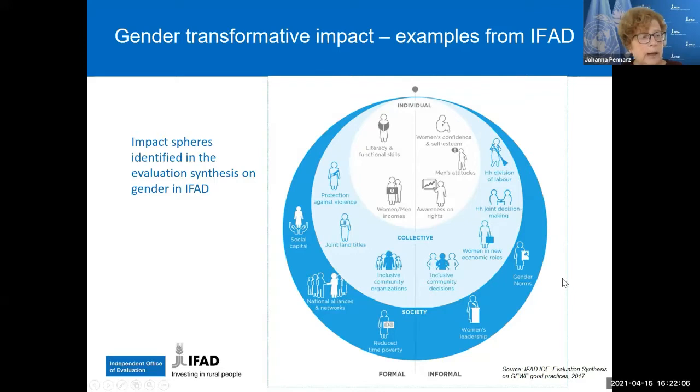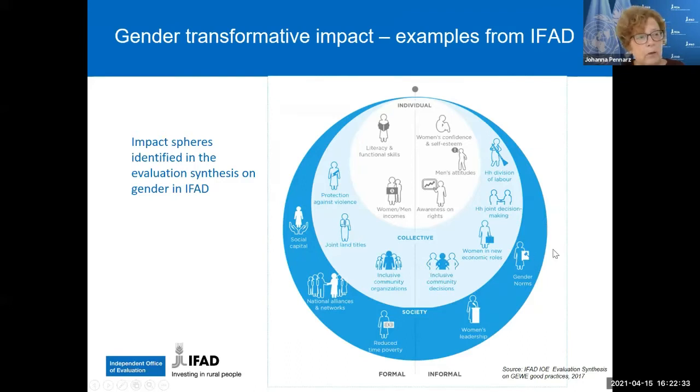Now, what has IFAD actually achieved? So we saw a cluster of impacts documented in the individual sphere, both formal and informal. We saw a cluster of impacts documented for the informal sphere at the collective level, but less so at the formal sphere collective level, and even fewer impacts on society level.